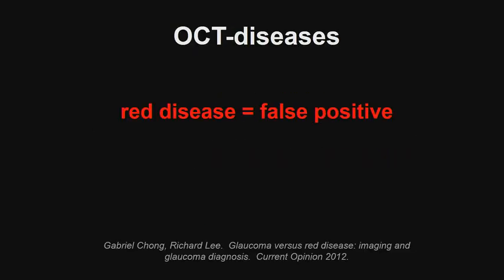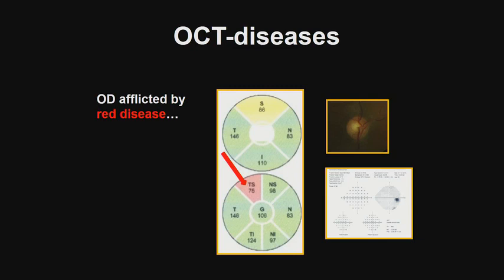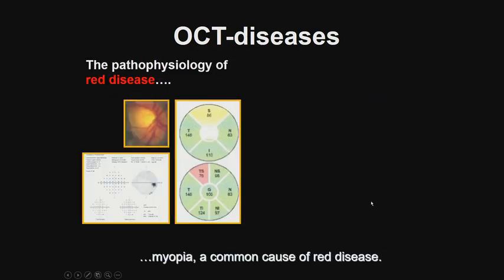So the first one is red disease. We all know this is a false positive. So the machine shows the doctor that this is red, the patient has glaucoma. But the doctor looks at the nerve and the field, which are normal, and knows this patient does not have glaucoma. So this is red disease.